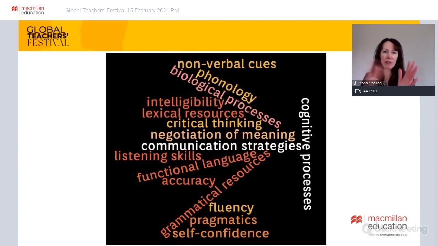Brilliant answers. And here are some more ideas. It's absolutely not an exhaustive list. In a perfect world, I'd be able to take all of your ideas and put them on the board, and we could proceed with a huge, beautiful list together. But this image just picks up a few key ones. So we've got non-verbal cues, all those facial expressions we make, or our body language. We've got phonology, people have already said pronunciation. Someone said language systems, and yes, we've got lexical resources there, grammatical resources, we've got functional language, we've got phonology, and right at the bottom, we've got self-confidence. At the bottom, but in no way the least important.